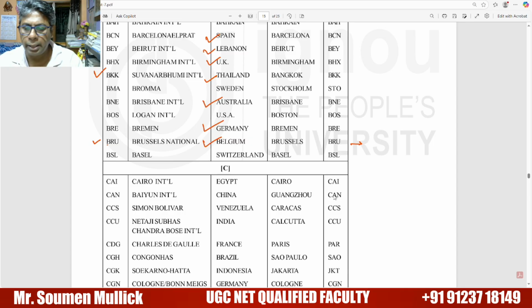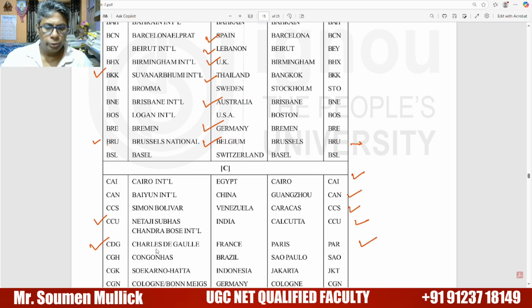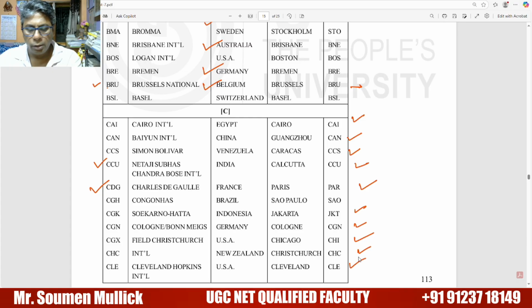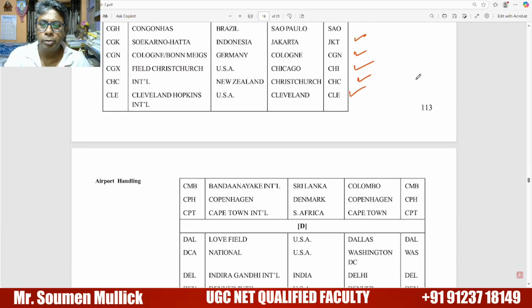Egypt, the famous city is Cairo. China, Guangzhou. Venezuela, Caracas. India, Calcutta, city code CCU, and the important airport is Netaji Subhas Chandra Bose International Airport. France, Paris city code PAR, and the airport code is CDG, Charles de Gaulle. Next, Brazil, Indonesia, Jakarta, Germany, Cologne, USA, Chicago, New Zealand, Christchurch. These are the important cities and city codes.